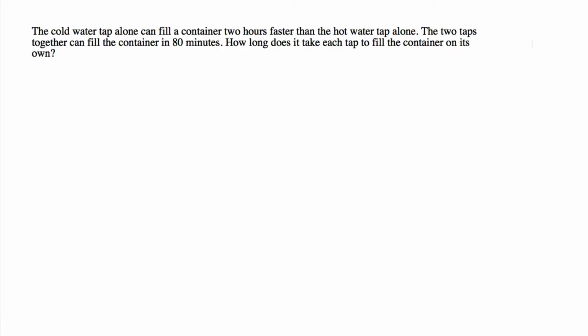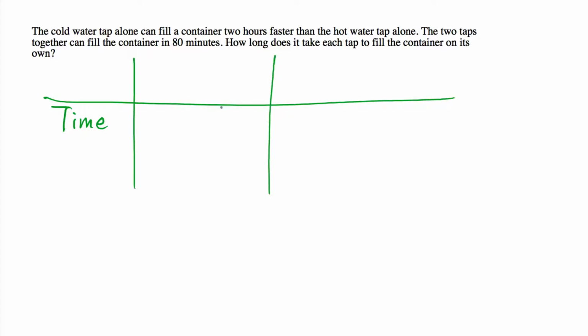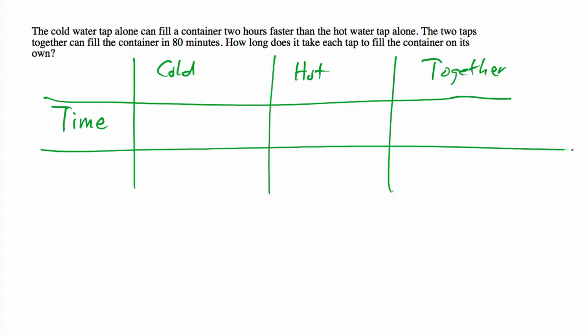All right, so again, our strategy is to first of all look at the time it takes for each component to work individually. So we have the cold tap, the hot tap, and we have the two taps together. Now I've got a difference here, but I've got hours happening here and minutes happening here. So I'm going to use a common conversion. I'm going to use minutes, and because together the two taps can fill in 80 minutes, I'm going to put 80 here, time being in minutes.